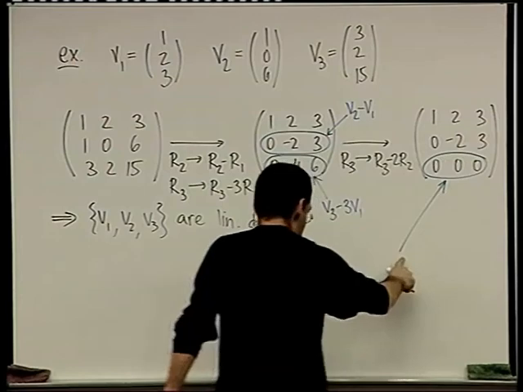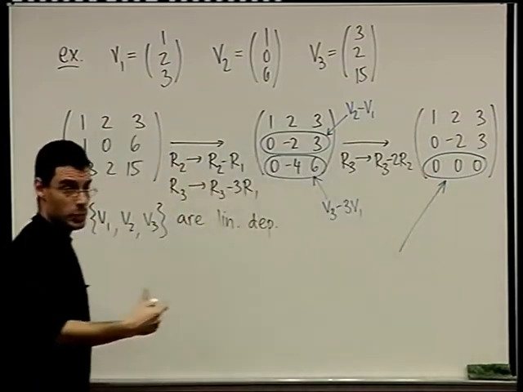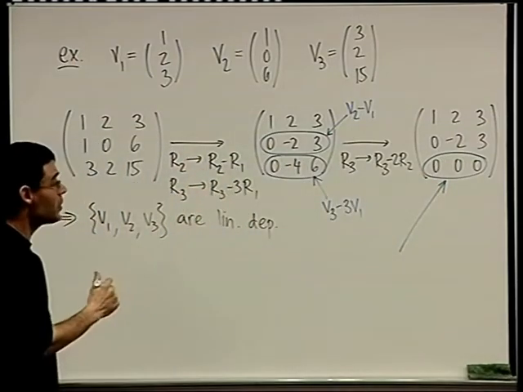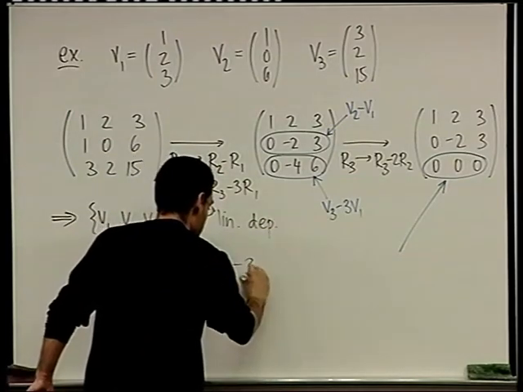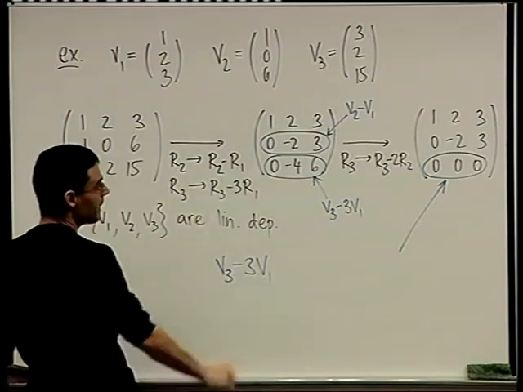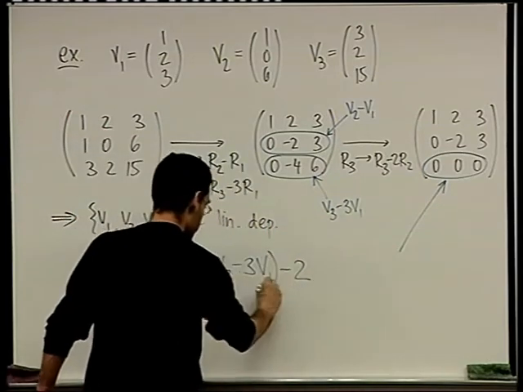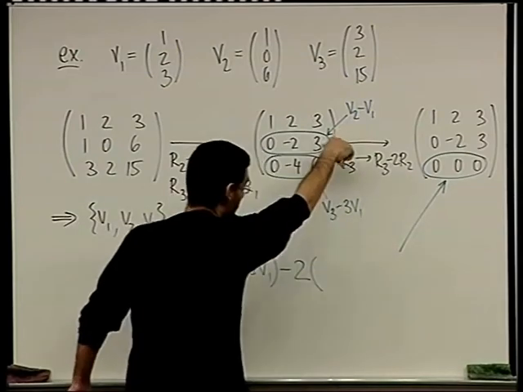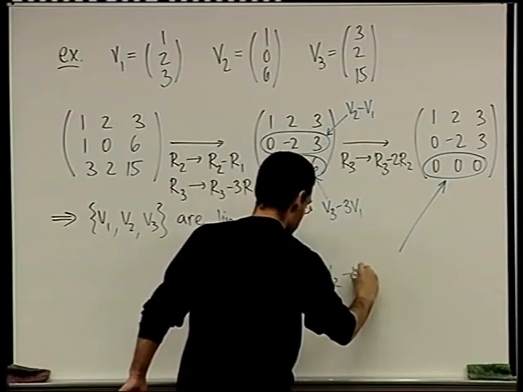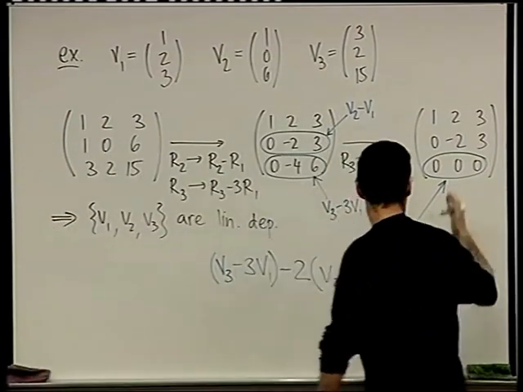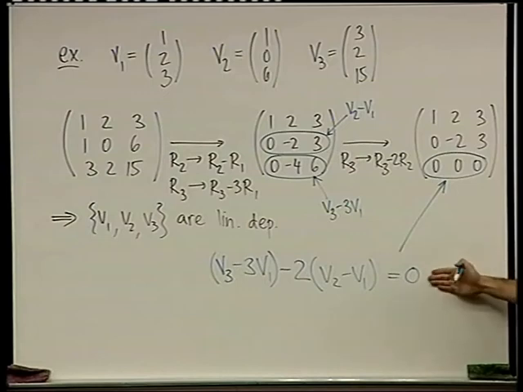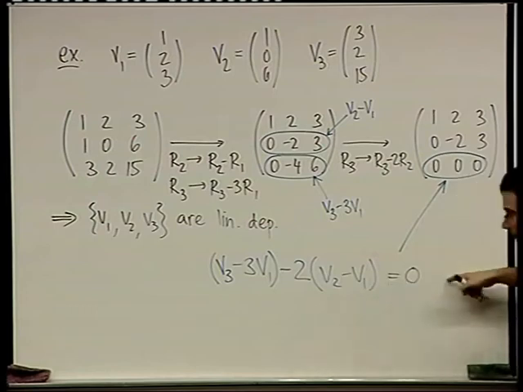So what this really hides, what's implicit in this procedure that we did, is the following fact. R3 of this matrix, V3 minus 3V1, minus 2 times R2 of this matrix, V2 minus V1, equals 0. That's what everything we did really reveals. Do you see that? And there you have it. This is your linear combination of the 3 vectors that gives 0.